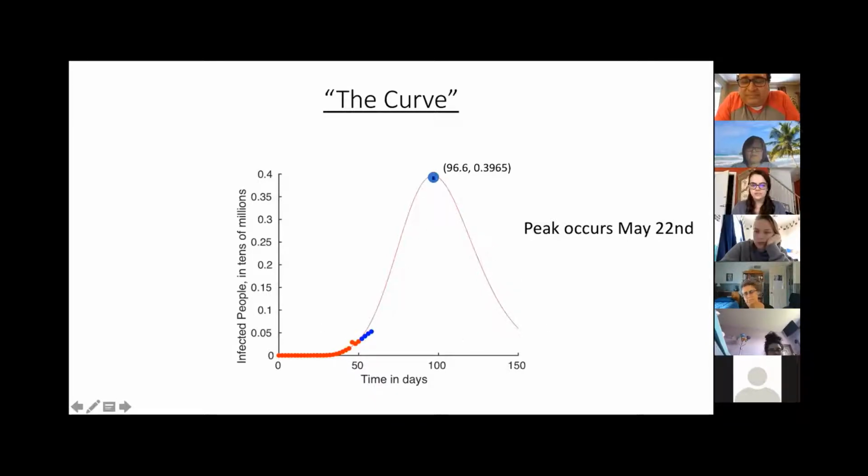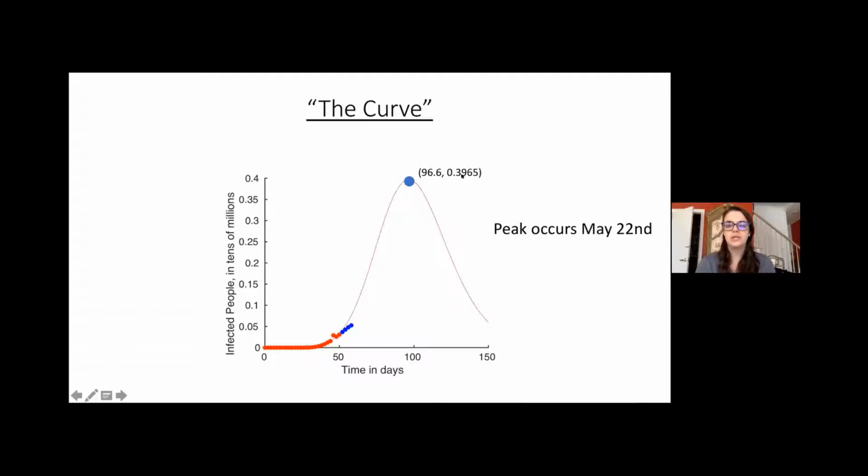And I estimate here that the peak occurs at this point, 96.6, and then 0.3965. So like I said, day 0 was on February 15th. So the peak is projected to occur May 22nd, for at least what I have fit. Don't take this to be definitely true, but it should be pretty close. May 22nd is a projected peak, with approximately almost 4 million people having been infected by the peak. I'm measuring in tens of millions, so just take whatever numbers you see and multiply by 10 to the 7th.